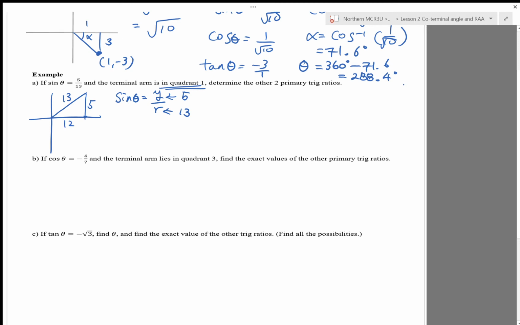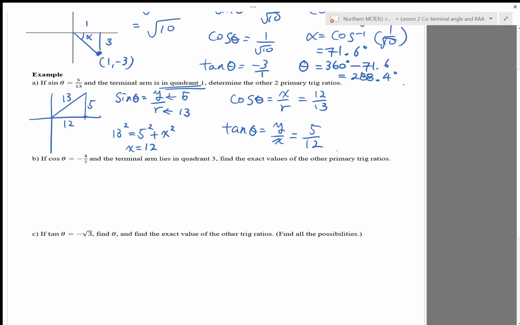Now how do I find the 12? Remember, 13 squared equals 5 squared plus x squared, right? So if you do the calculation, then x becomes 12. So then the rest is very simple. Cosine theta, which is x over r, is 12 over 13. And tangent theta, which is y over x, is 5 over 12, right? Now, part b is slightly tricky.